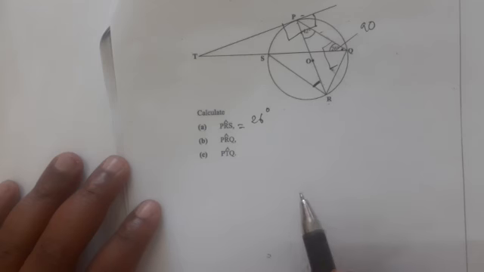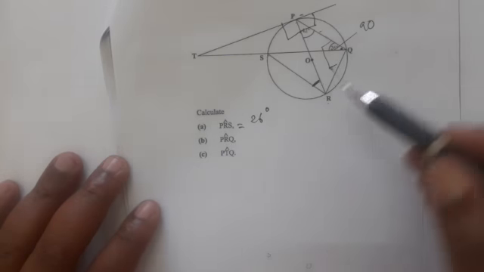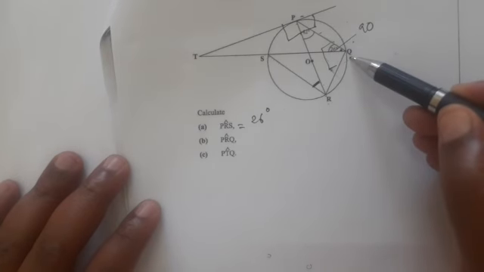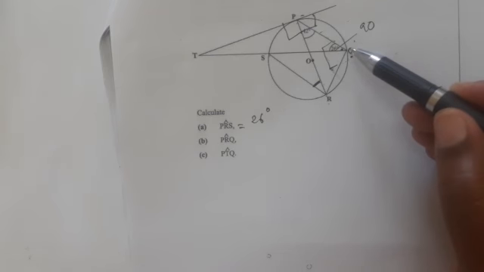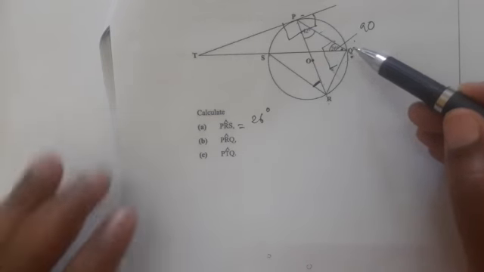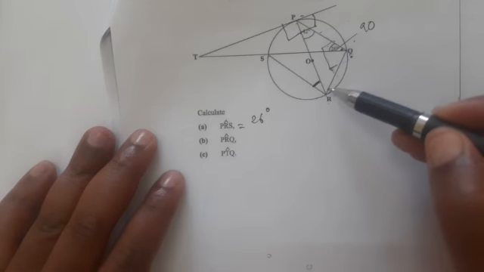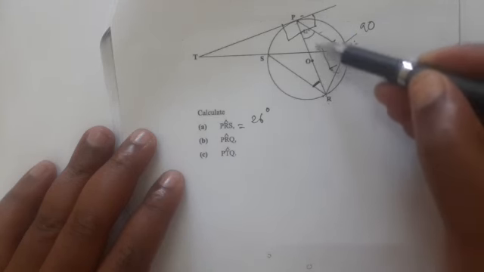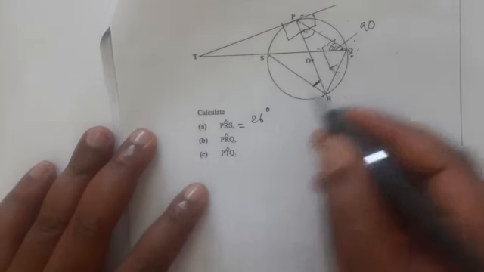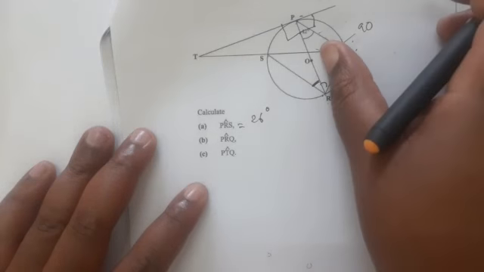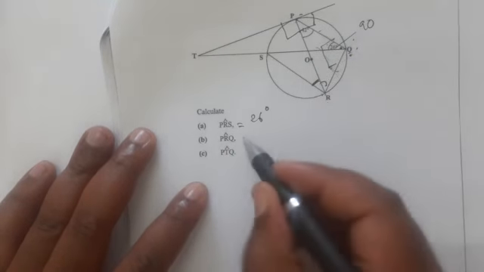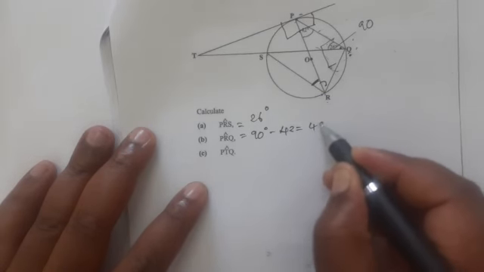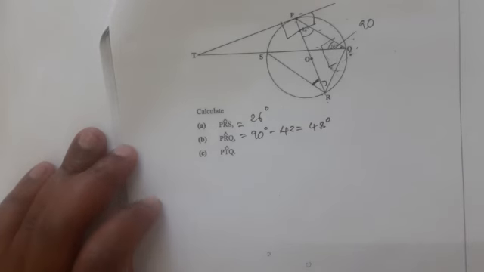Then we go to B, PRQ. Look, we've said this is 90 degrees. Angles in a semicircle are always a right angle. Alright, so this is 90. PRQ is a triangle. If this is 90, it means I'm remaining with 90. So to find this angle here, I'll say 90 minus 42. The answer is 48 degrees, right?